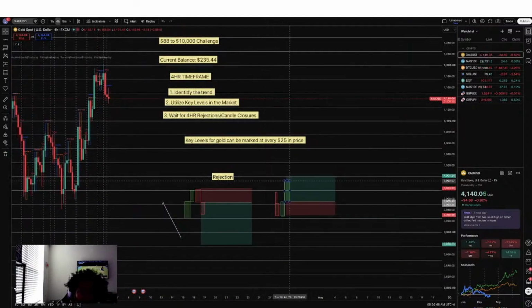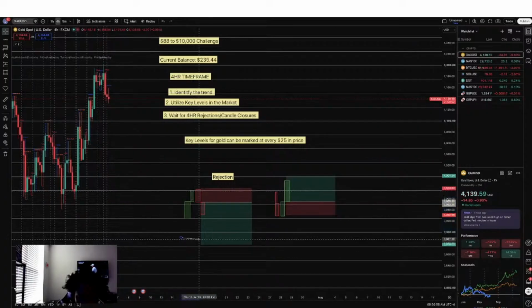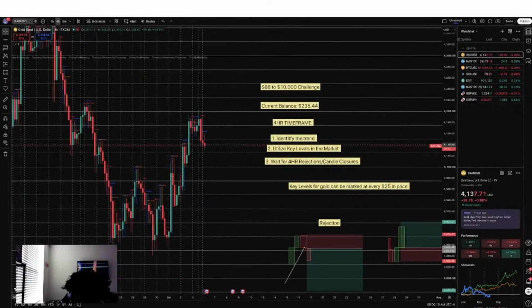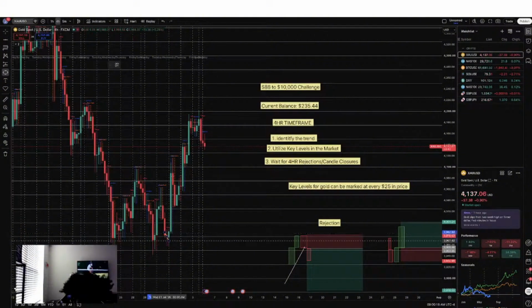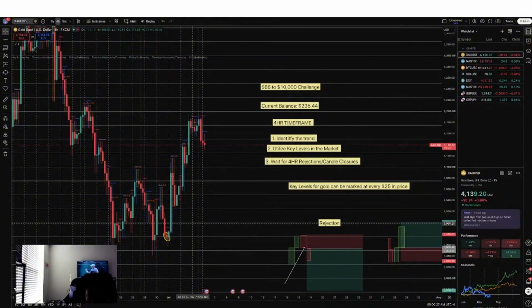I don't want you guys to take what I'm saying 100% literally. What I mean is that it won't be 100% perfect. It won't just tap the level and then drop. It may go up a little bit above the level and then reject back below the level, if that makes sense. So let's say, for example, right here, I'm going to show you guys some examples. Essentially, this right here is what a rejection is in the market.